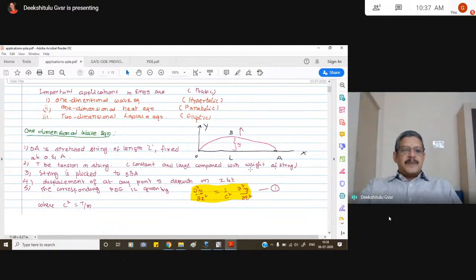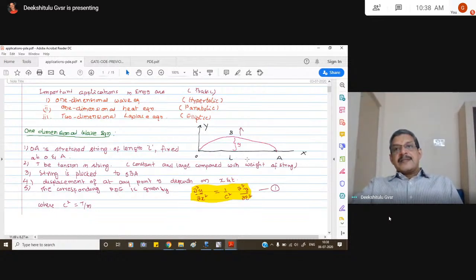First, understand the problem clearly. The solution is not difficult. The string is plucked to OBA. This is the equilibrium position of the string, and it is pulled to one side to B, and then a force is given to it. The displacement at any point Y depends on X and T. This is the X-axis. The displacement here is small, here it is almost 0. When it goes to the center point, the displacement is maximum. When you go away from the center, again the displacement reduces, and finally at that point it becomes 0. So displacement is dependent on X.